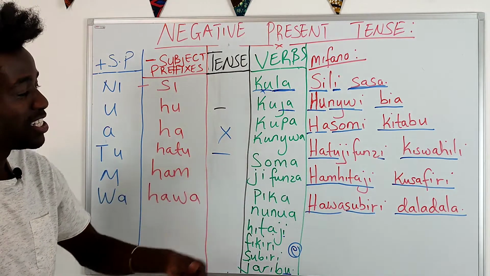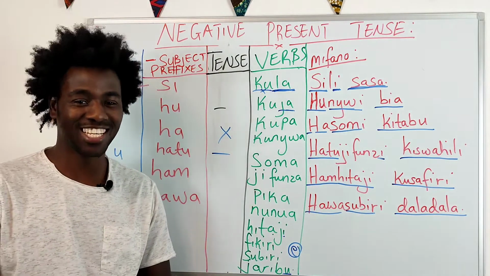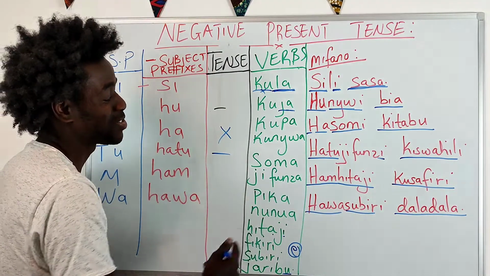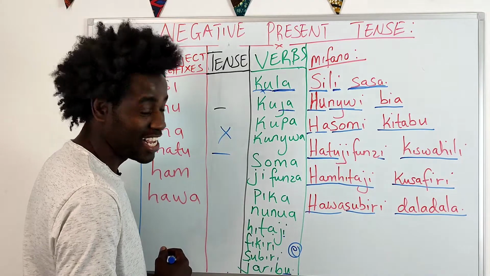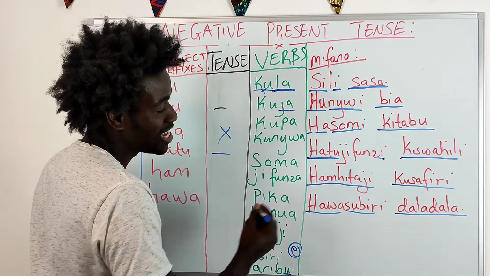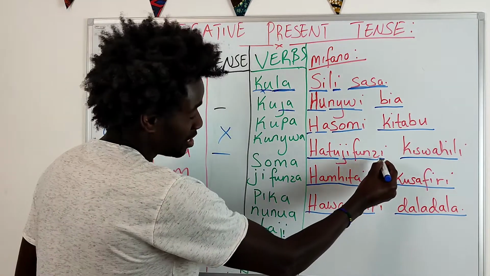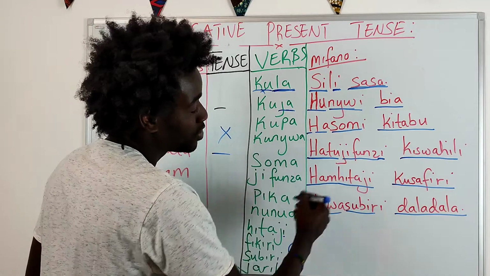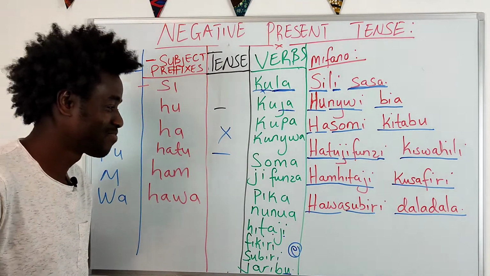Example number four is hatujifunzi Kiswahili, but we are learning Swahili. So hatujifunzi Kiswahili, this means we are not learning Swahili. So look, hatu is the negative subject prefix, and jifunza is learn, but remember the last rule, change the last vowel from A to E. So hatujifunzi Kiswahili, this means we are not learning Swahili.